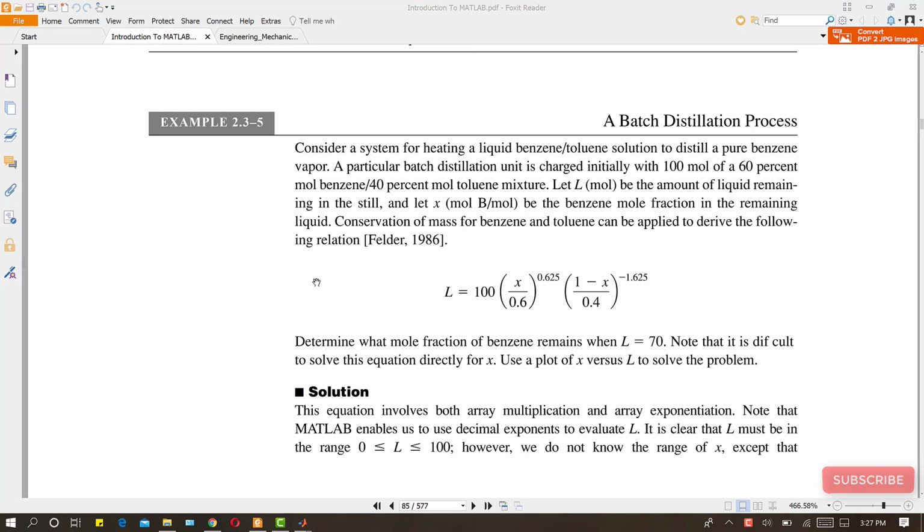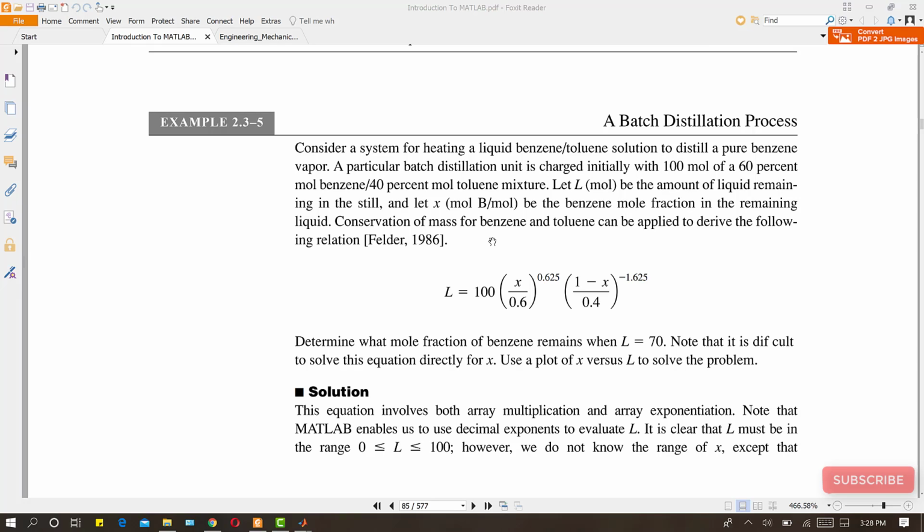Now we will solve this next example from chapter number 2. In this example we are given a benzene and toluene solution, and it says that we consider a system for heating a liquid having benzene and toluene solution to distill a pure benzene vapor, and a particular batch distillation unit is charged initially with 100 moles of a 60% mole benzene and 40% mole toluene mixture, and let L be the amount of liquid remaining in the still in moles, and let X be the mole fraction of benzene in the remaining liquid.